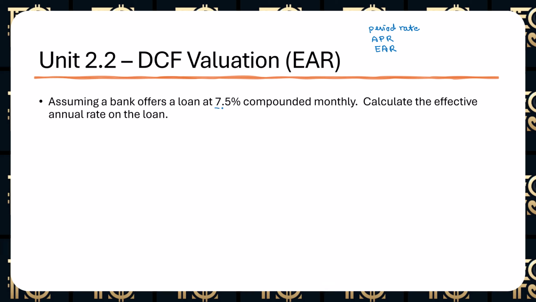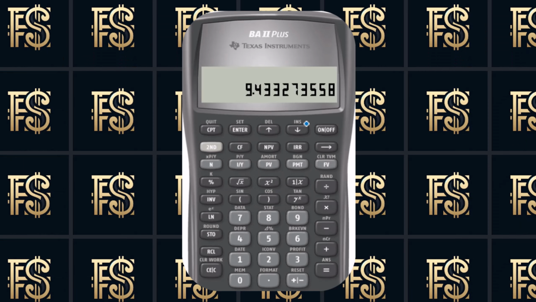Assuming a bank offers a loan for 7.5%, this would be the APR, compounded monthly, calculate the effective annual rate on the loan. Essentially, calculate the EAR. This is where we're going to use the ICONV worksheet. It stands for Interest Rate Conversion Worksheet in our financial calculator. But before we do that, let's review the inputs in this worksheet. If we go into the calculator, the ICONV is right above the number 2, so I'm going to hit the second key and 2. That's going to take me into this worksheet.